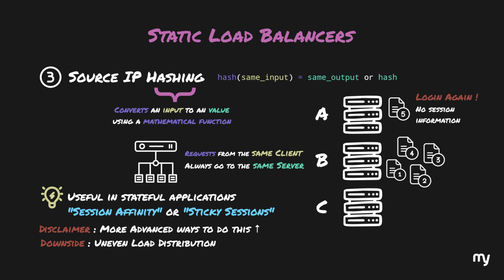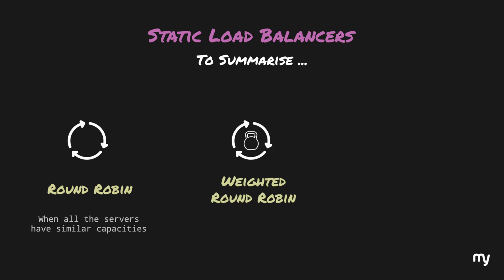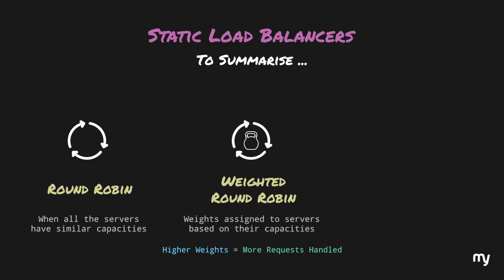So let's try to summarize the static load balancing approaches that we discussed. So the first one is round-robin, where the requests are distributed in a round-robin fashion. This approach is optimal when all the servers have similar capacities. The next one is weighted round-robin. Weights are assigned to each server based on their capacity. Server with higher weights can handle more requests. This is optimal when servers are of different capacities.